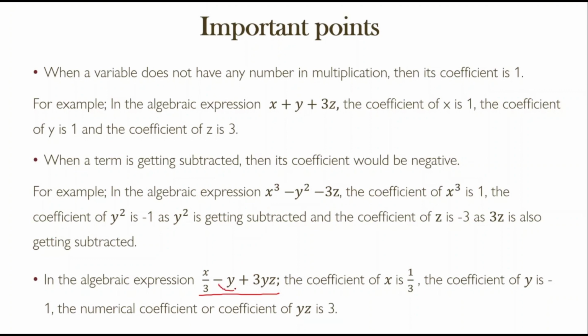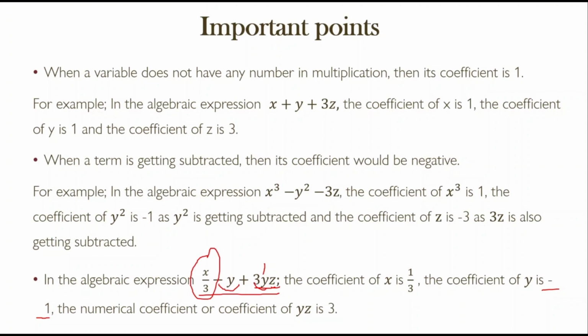minus y plus 3yz. Now, we have discussed the coefficient of y. Since y is getting subtracted, the coefficient of y is minus 1. Right? The coefficient of yz is 3. If I talk about just the coefficient of y, it would be 3z. If I say the coefficient of z, it would be 3y. What is new over here is x over 3.